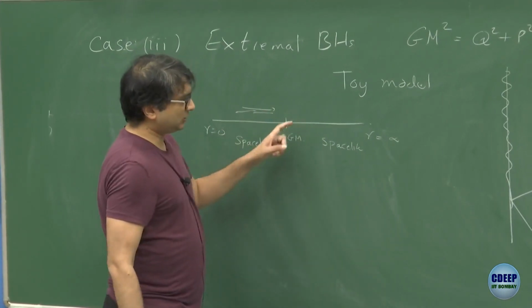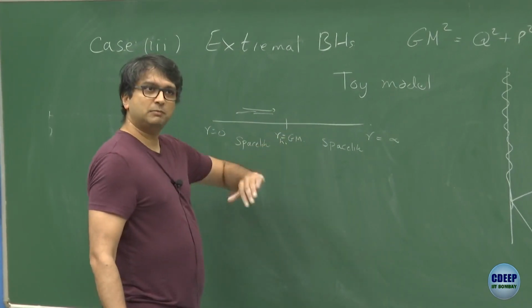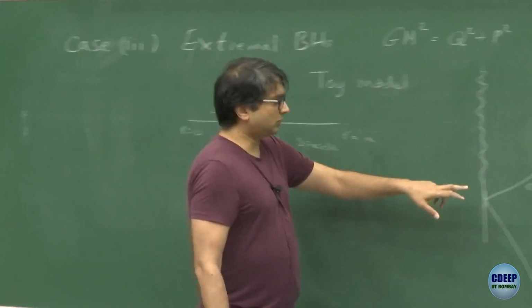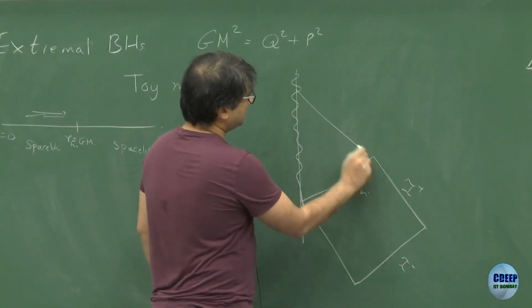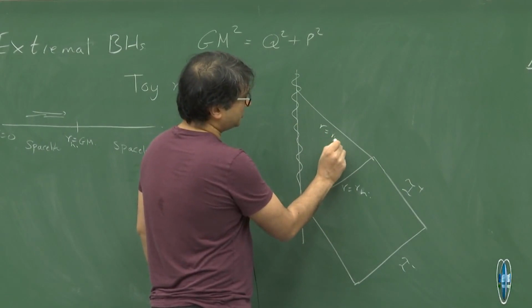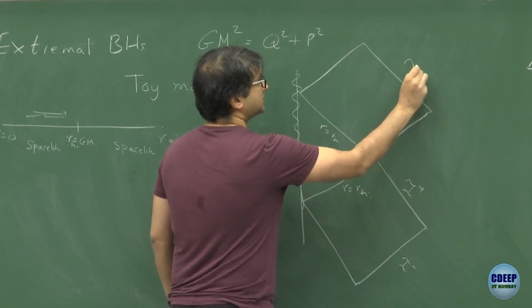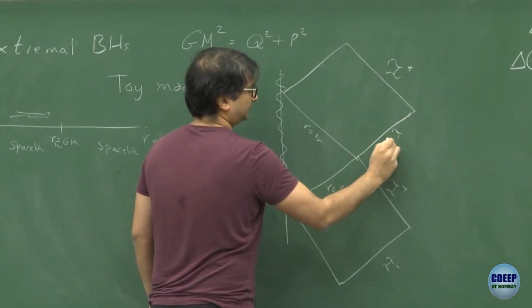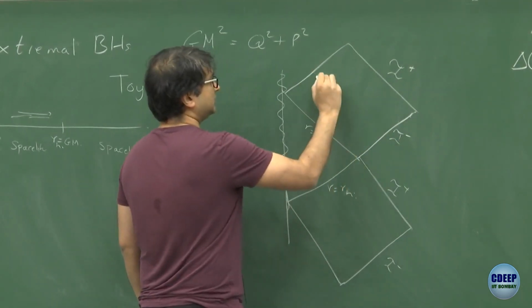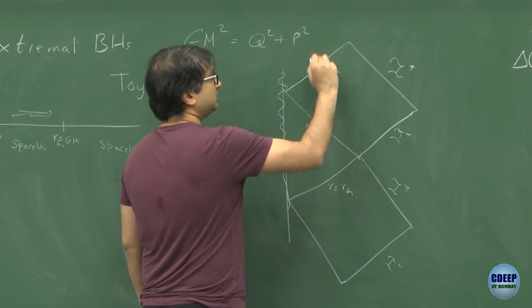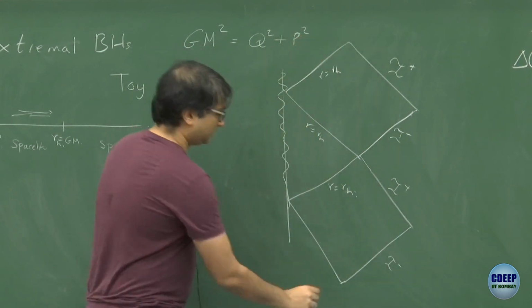If I choose to come back out, I'm going to cross r equals r_h, but I will cross it at a future time. So it won't be this horizon that I cross, but rather a different horizon at r equals r_h. And once again, I will encounter a new patch of Minkowski spacetime over here, and this pattern will repeat again and again and again.